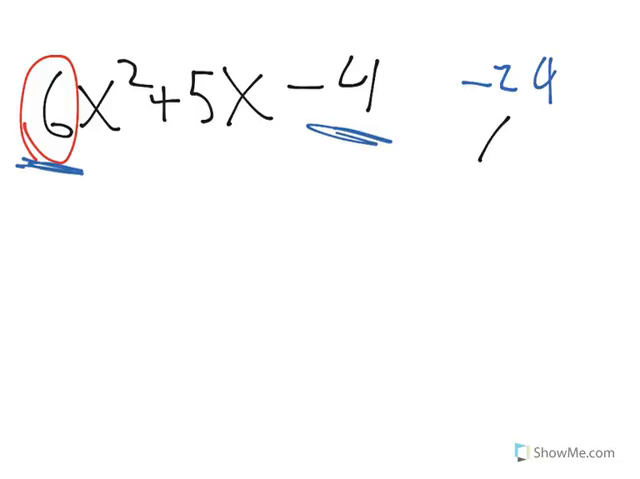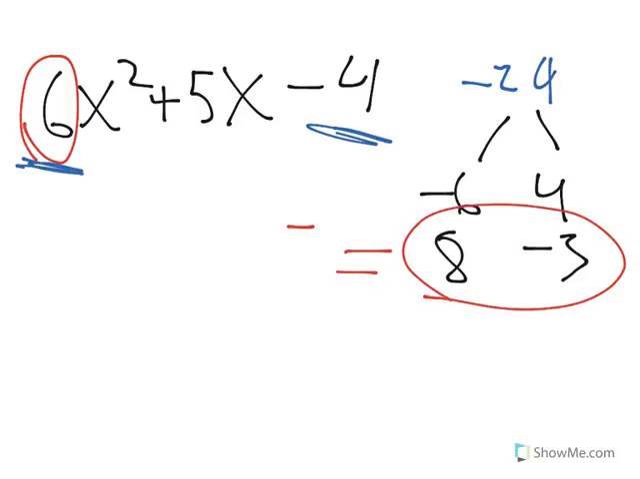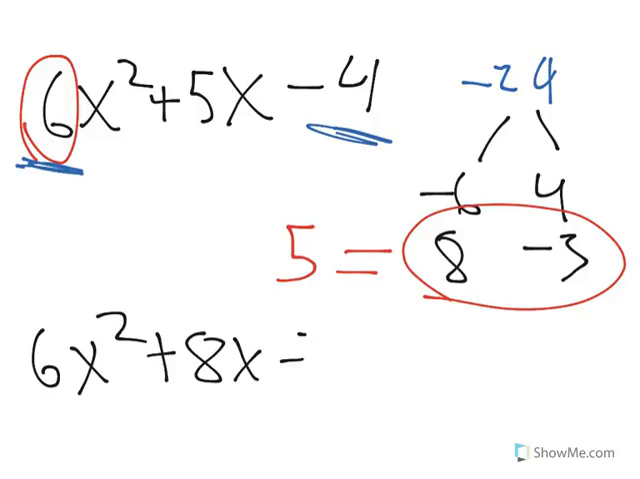So there is negative 6 and 4, and 8 and negative 3. This is the one we want because this adds up to 5. So now we're going to change the polynomial that we originally had. So 6x squared plus 8x minus 3x minus 4.